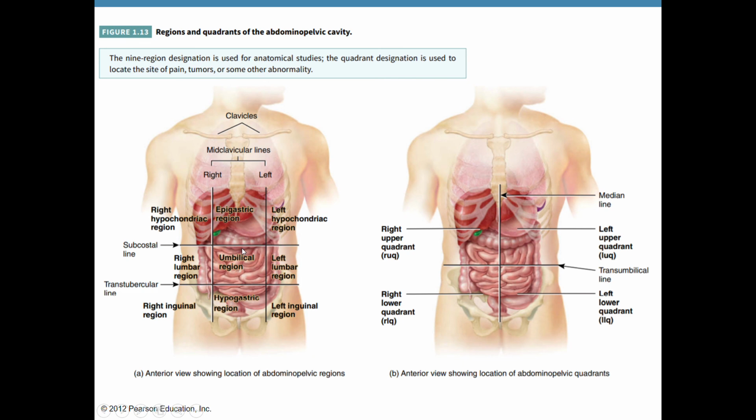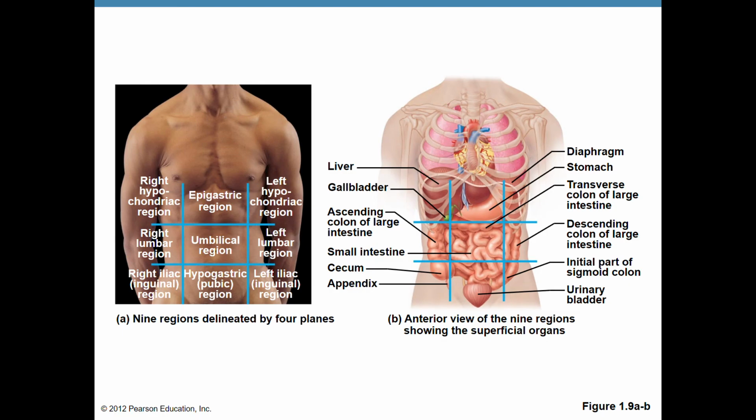The second method divides the abdominal cavity into quadrants. In this method, a mid-sagittal line and a transverse line are passed through the umbilicus, or the belly button. So only two lines, compared to the four lines. Clinicians and anatomists use these two methods in dividing the abdominopelvic regions. So that's it for the regions and quadrants of the abdominopelvic cavity, and that's the end of our first topic, the first chapter.